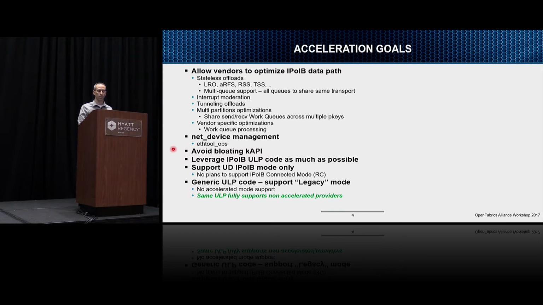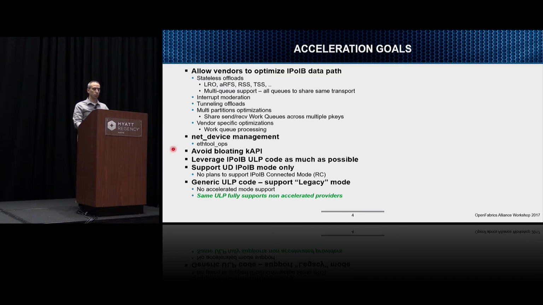In terms of management, as I mentioned earlier, we would like also to allow ethtool to manage IPoIB. So we need the ethtool, the famous ethtool_ops calls support. Also, a target is not to bloat the KAPI. If we would like to add callbacks or function calls for each and every one of those features to the kernel verbs, it will be pretty much bloating the kernel API.